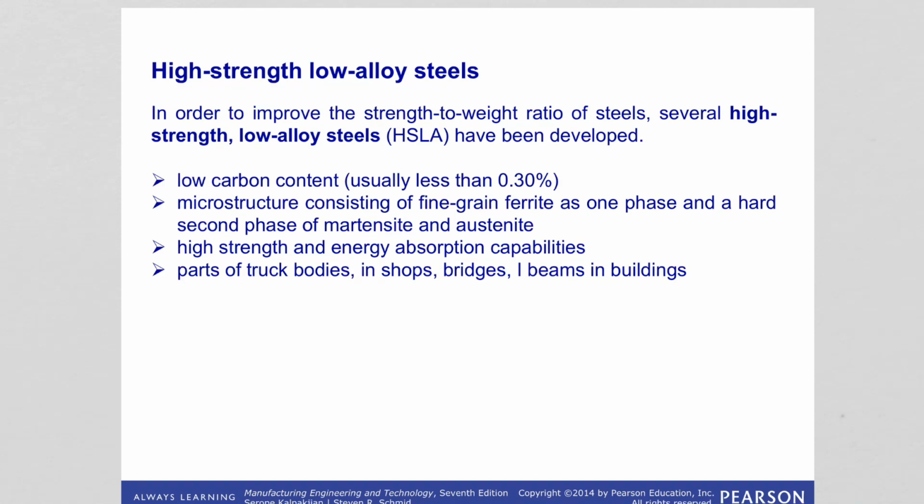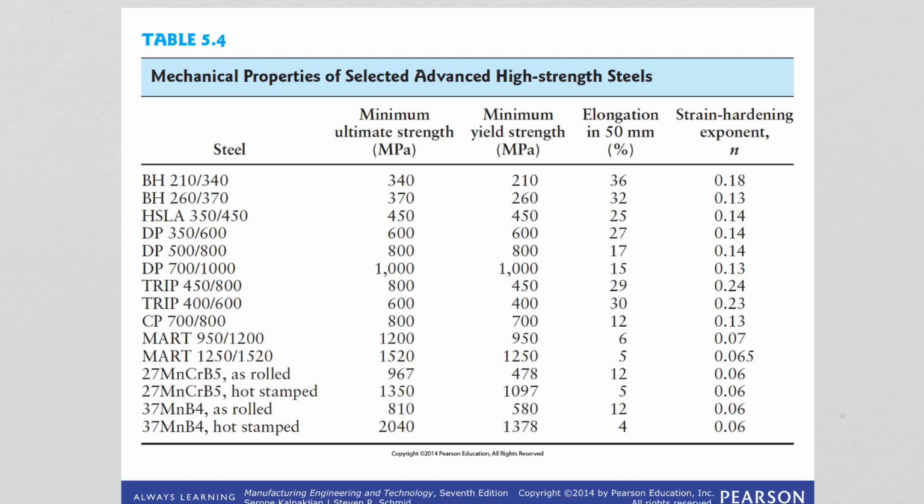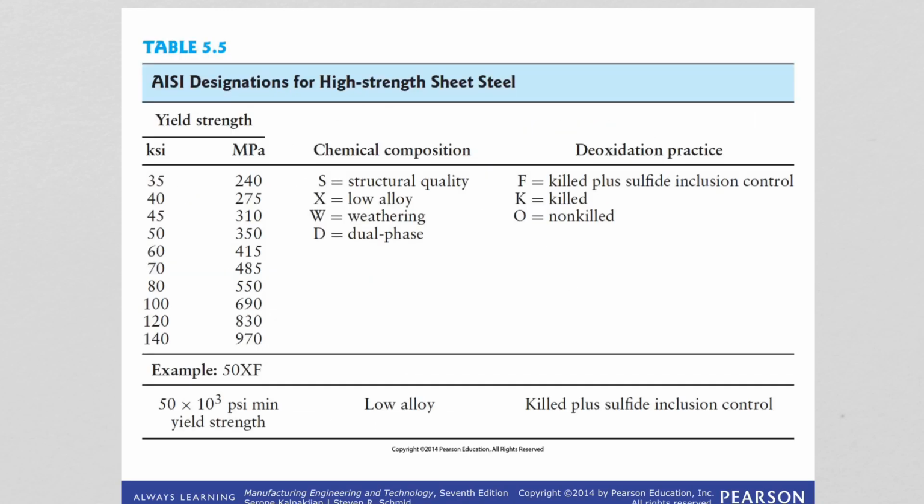They are being used as parts of truck bodies, in ships, and then bridges, I-beams in buildings, etc. So I think there is something wrong with the order of the slides. This should be the next slide. So we're going to talk about designations.